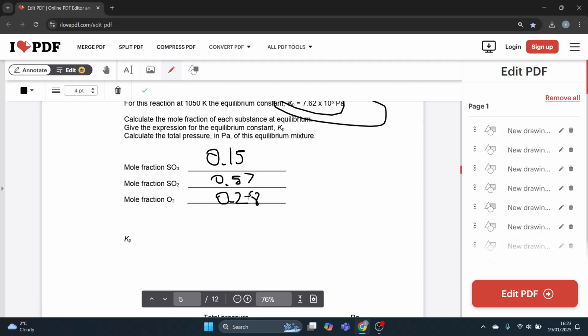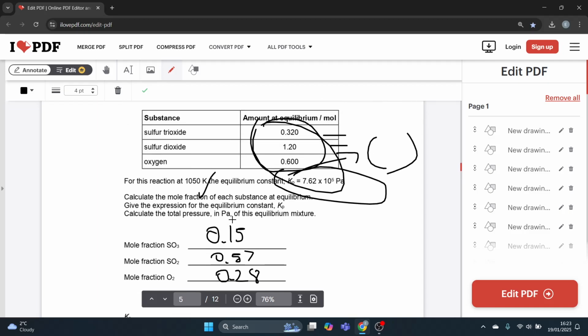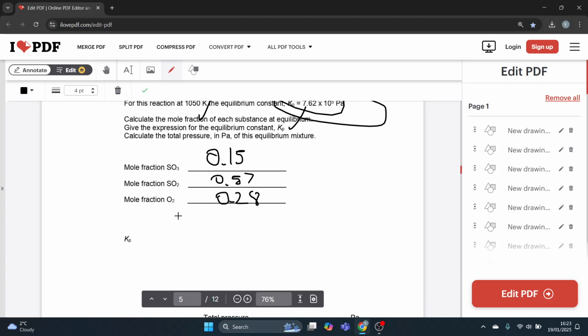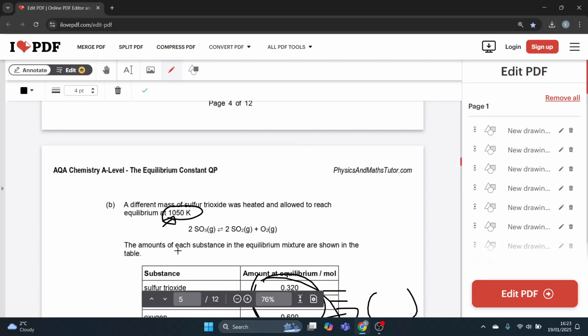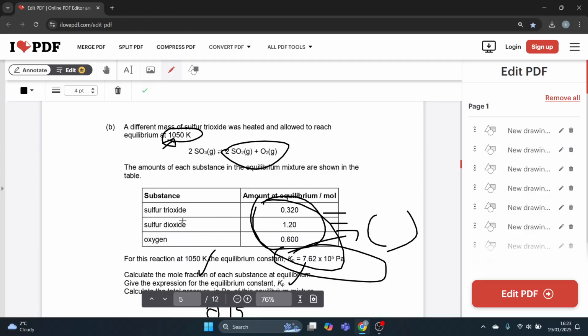So I've done that, now give the expression for Kp. Oh wait, just the expression, okay. So it's just going to be the partial pressure of SO3. No, it's products over reactants. So this is the products. That's tricky.